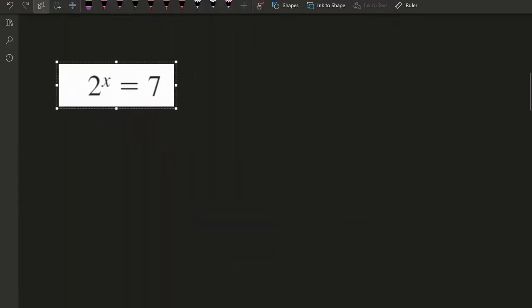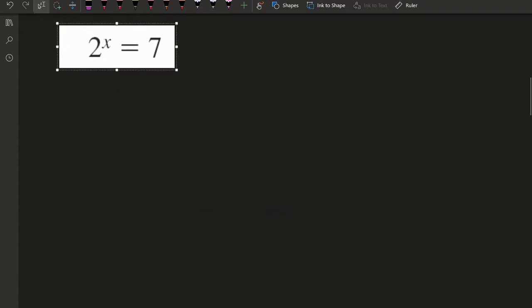So for our next example, we'll get this seemingly simple problem. 2 to the x power is equal to 7. Now, we could try that same technique. However, this one's a little more complicated because I don't know 2 to what power is equal to 7. So that technique becomes cumbersome.